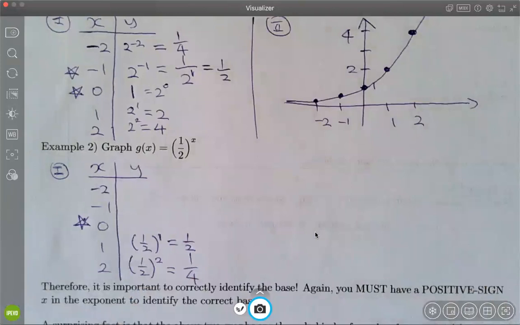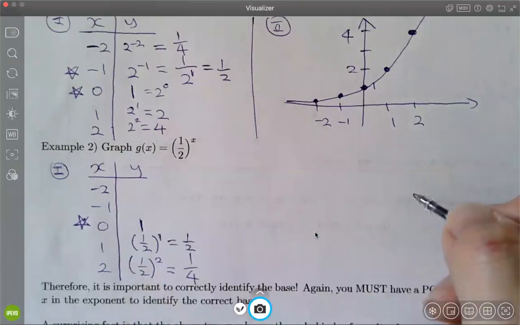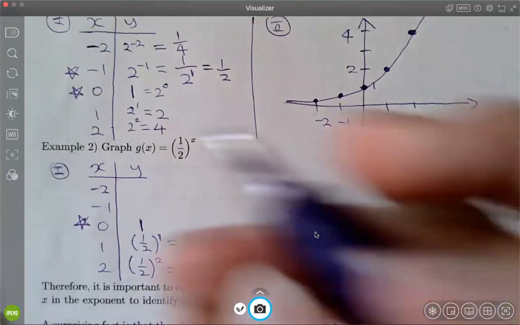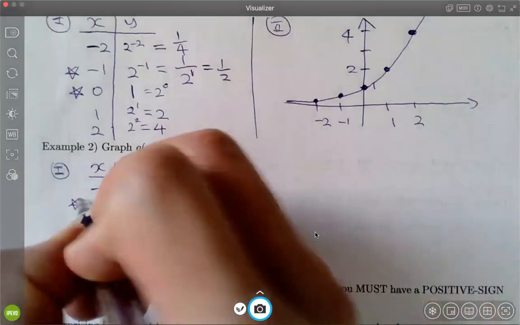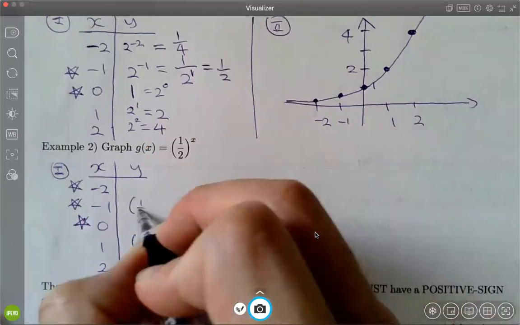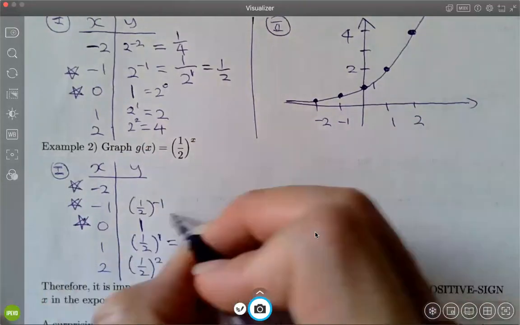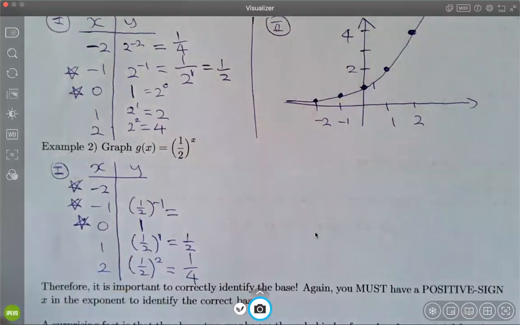And now, when x is equal to 0, what's the value of y? 0? No, it's equal to what? 1, right? Once again, anything to the power of 0 is not 0, it's equal to 1. And now, here comes the tricky part. When x is equal to negative 1, we have 1/2 to the power negative 1. And what is that equal to? 2, yes.